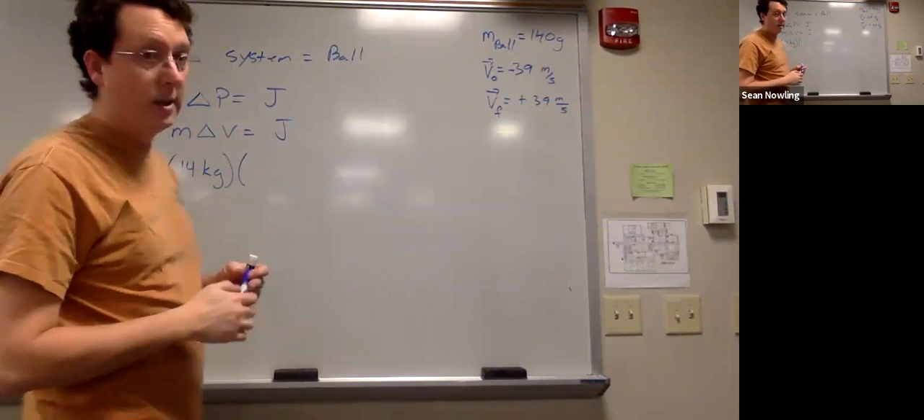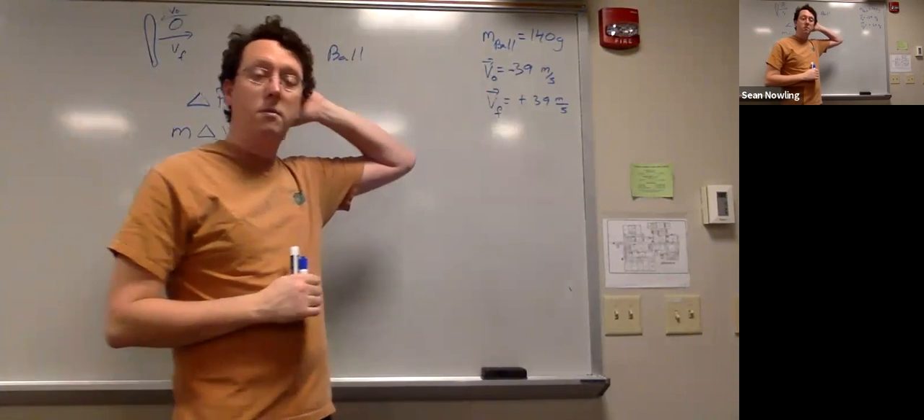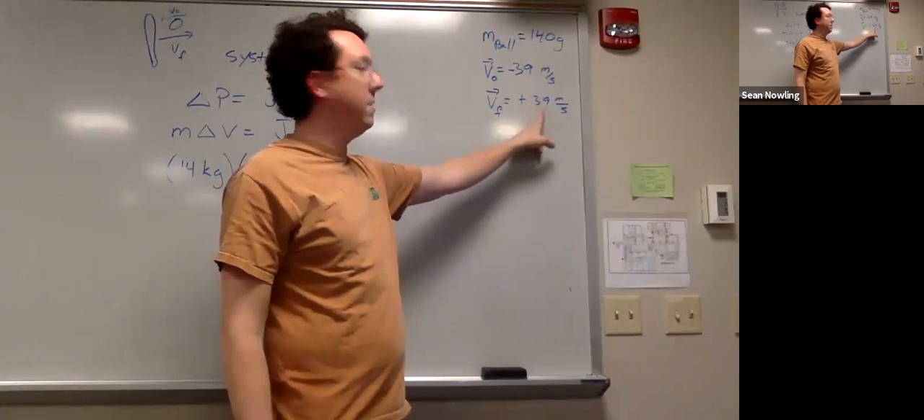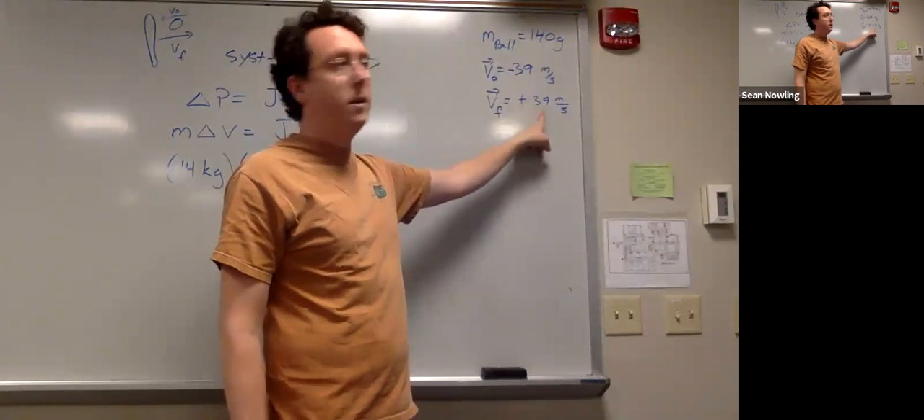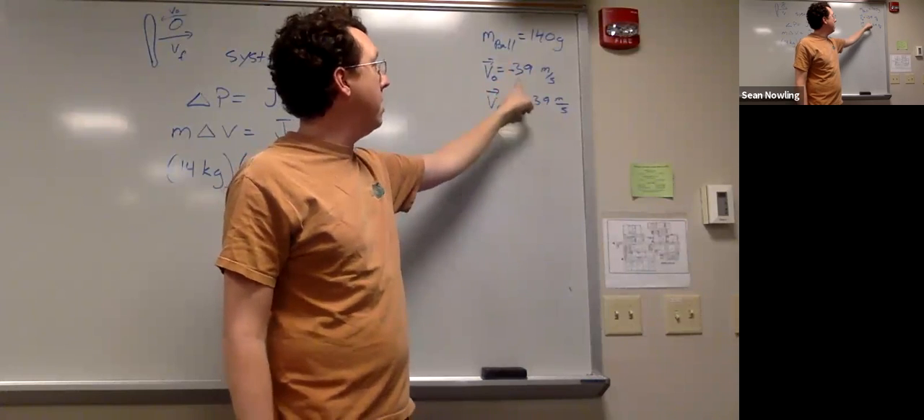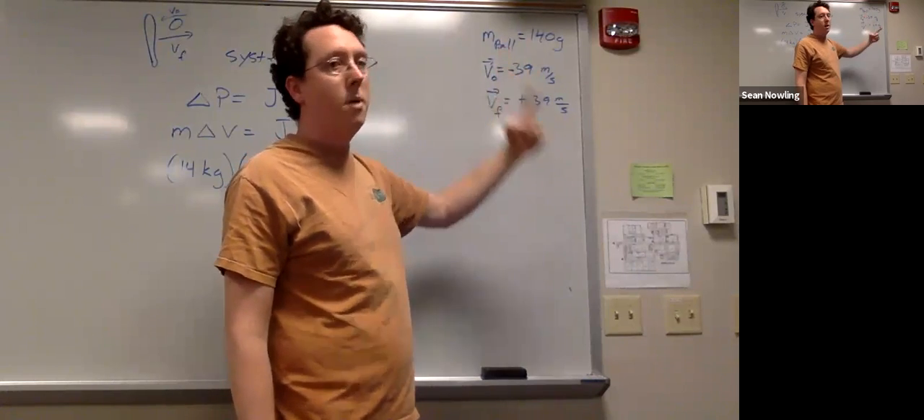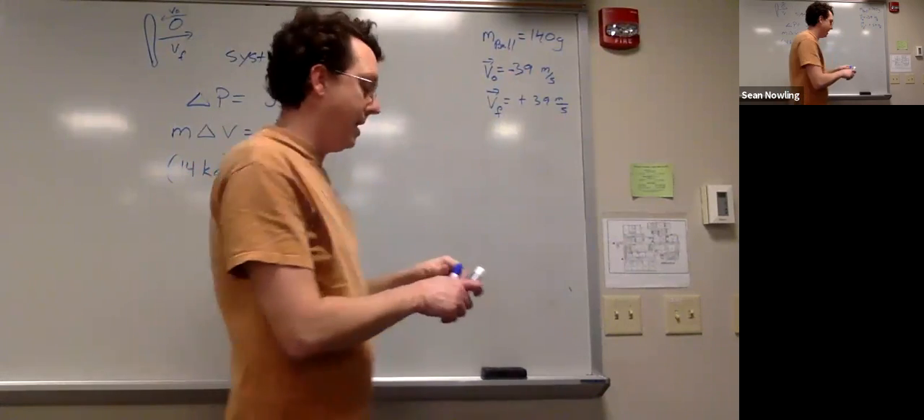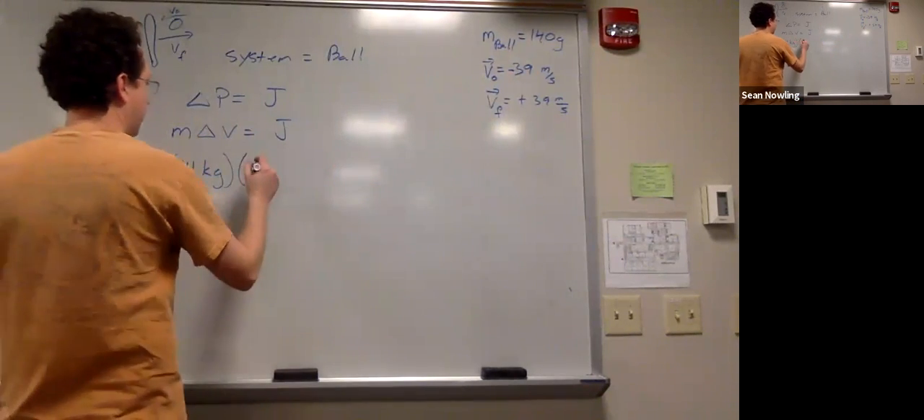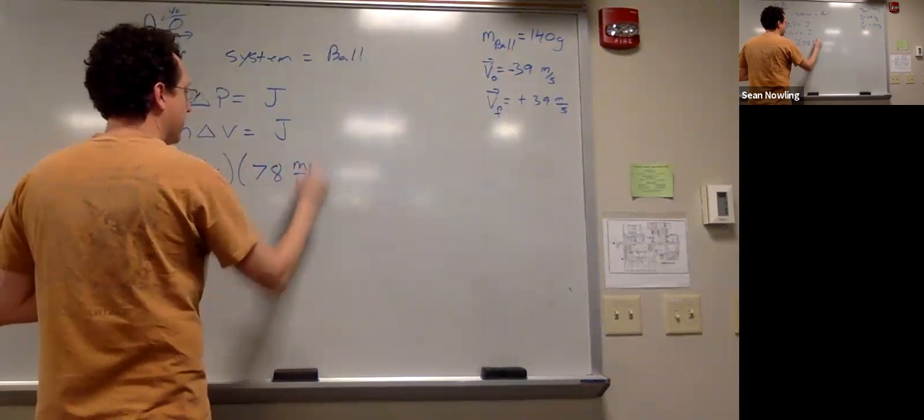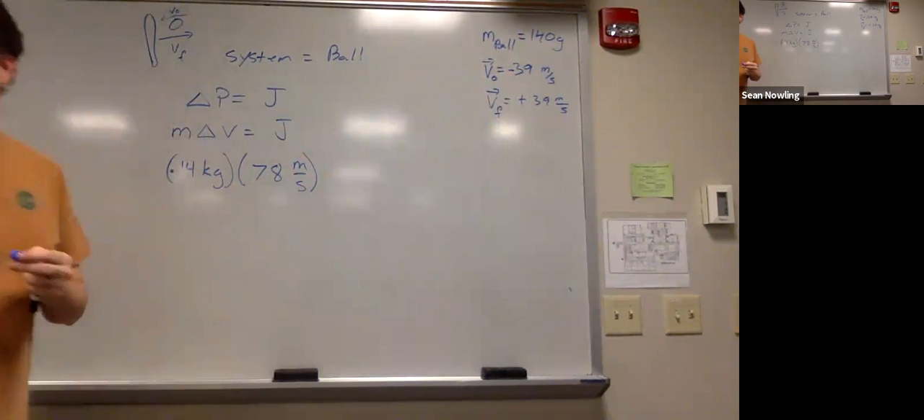Now, if you're really glib or you're not careful, you'd say, oh, it's 0. Not right. Final velocity is positive 39. Initial velocity is negative 39. Final minus initial is 39 minus negative 39. So that's going to be 78 meters per second. 78 meters per second.